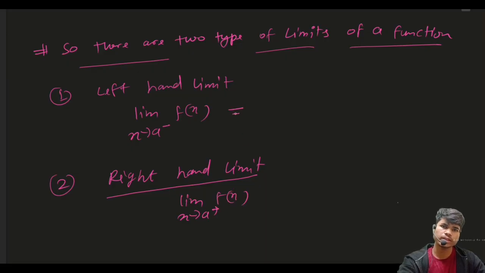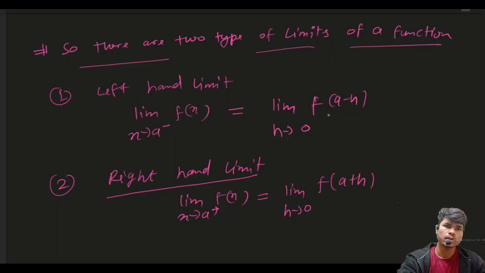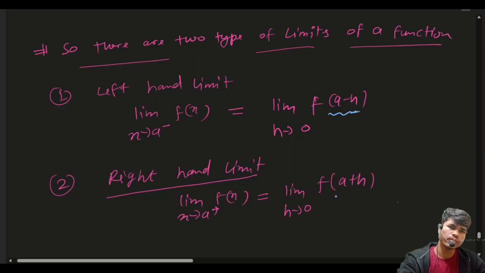Also, we can write this limit as limit h tends to 0 f of a minus h. And similarly, we can write this limit as limit h tends to 0 f of a plus h. Here we are subtracting a very small number from a, and here we are adding a very small number to a.